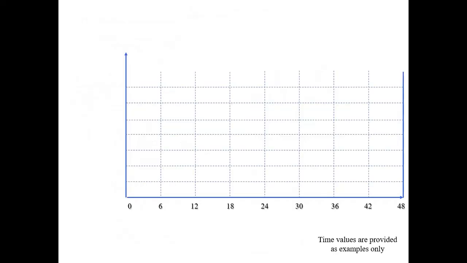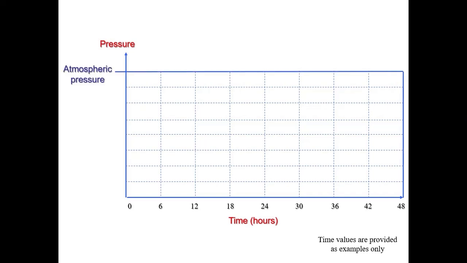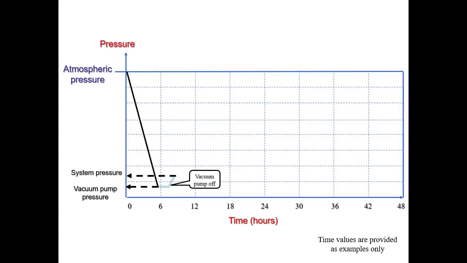This chart represents vacuum pressure versus time. The vertical axis is pressure, and the horizontal axis is time. This line represents atmospheric pressure. When the system is under vacuum and non-condensables are removed, the pressure drops below atmospheric pressure. As long as the vacuum pump is running, the gauge shows the vacuum pump's pressure. When the vacuum pump is turned off, the vacuum gauge shows the system pressure. From this point, three things can happen.